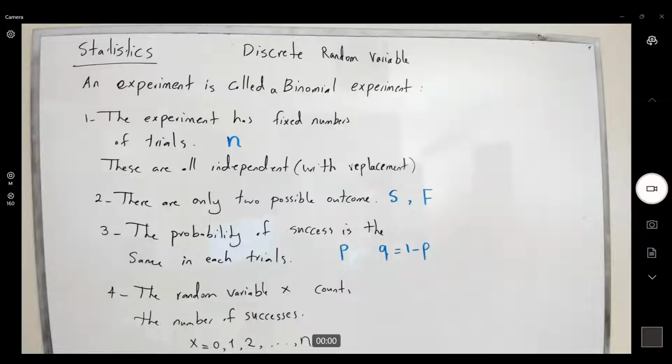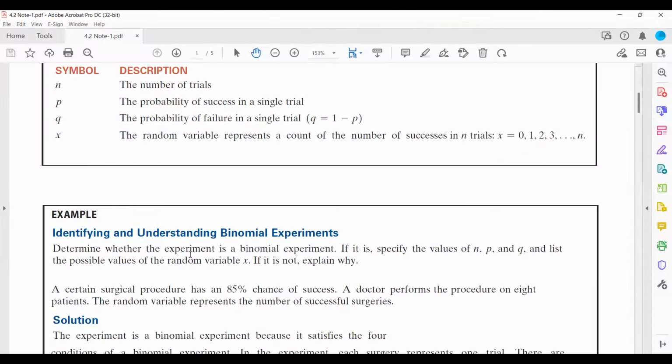Let us take a look at one example, everybody. Determine whether the experiment is a binomial experiment or not. If it is, please specify the values of n, p, and q, and list the possible values of the random variable x. If not, please mention why. The example says, a certain surgical procedure has an 85% chance of success. A doctor performs the procedure on 8 patients. The random variable represents the number of successful surgeries.